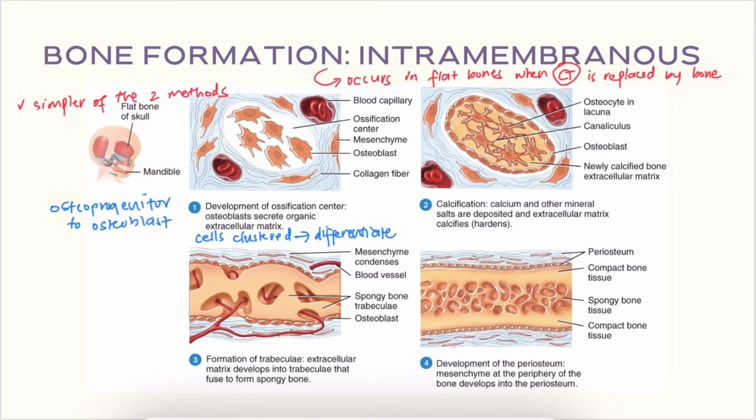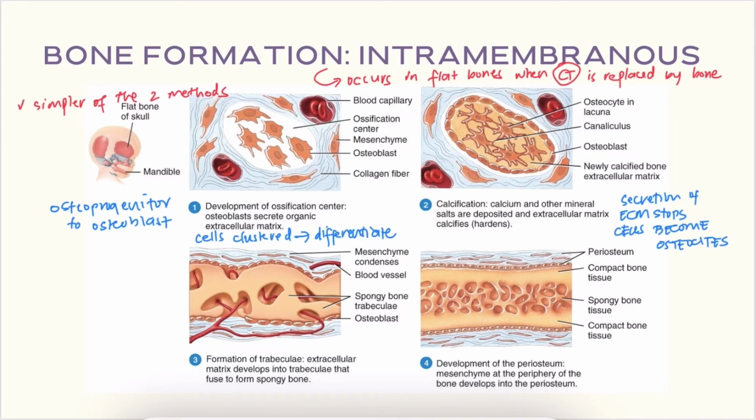Our osteoblasts will secrete the organic extracellular matrix. After that, in the second step, secretion of the extracellular matrix stops and the cells become osteocytes. Then calcification occurs: calcium and other mineral salts are deposited and the extracellular matrix starts to harden, or calcifies.